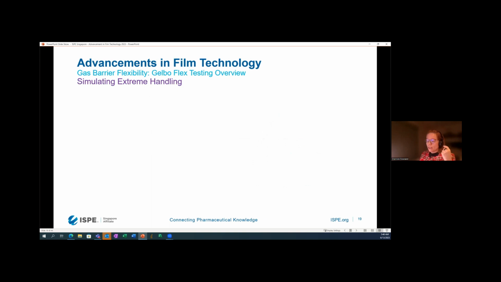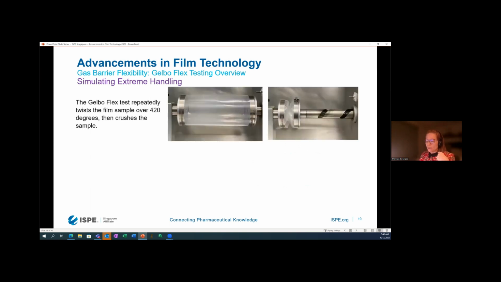We put the resin grades of EVOH to the test. We used the Gelbo flex tester to simulate extreme handling. The Gelbo flex test repeatedly twists a film sample over 420 degrees, then crushes the sample. So this acts like a piston, and you take a flat sheet and attach that flat sheet to this piston. As the piston closes, it rotates that 420 degrees. And when it's done crushing it, it opens back up and pulls it back out, right?